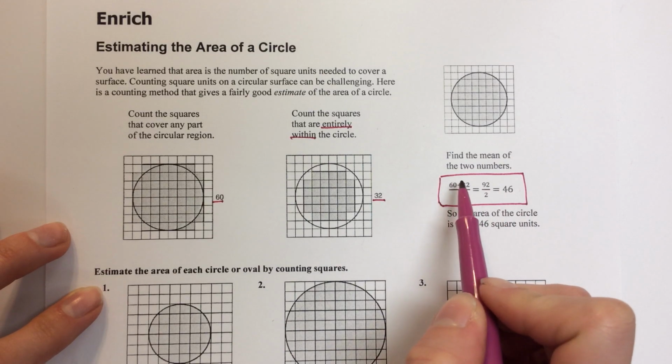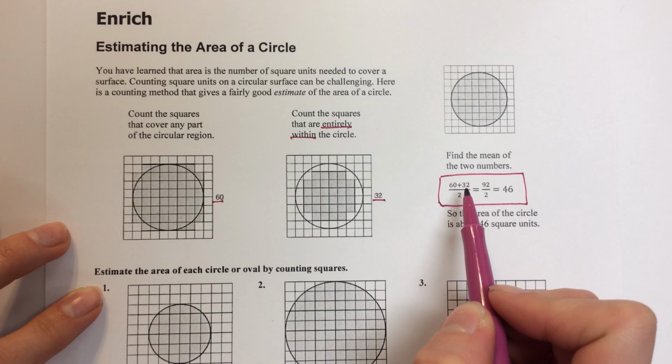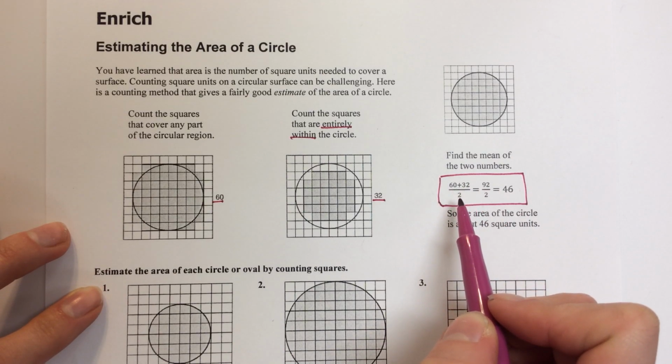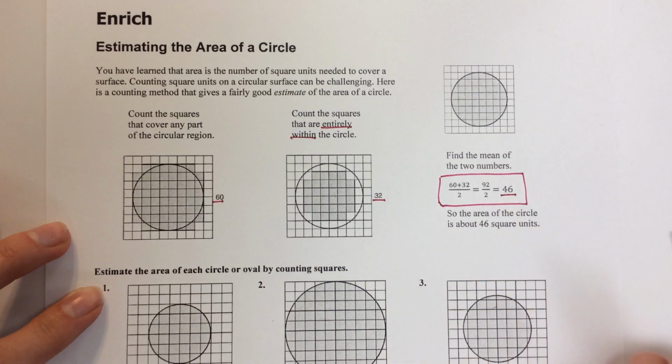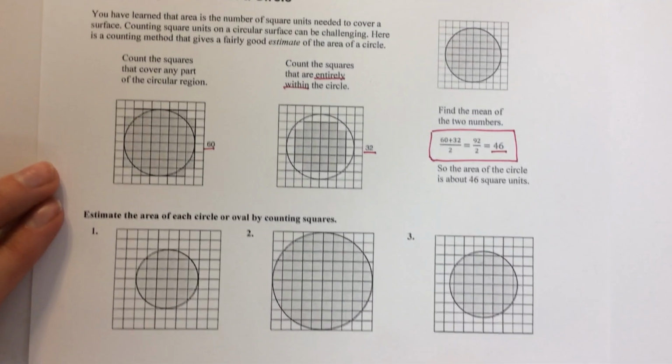Now here is how they estimated the area. They added the two areas and they did what? Divided by the number of... By 2 because there's 2 circles, right? So what did they estimate it to be? 46. Is everybody good? Yes. Okay, so let's look at number 1 together.